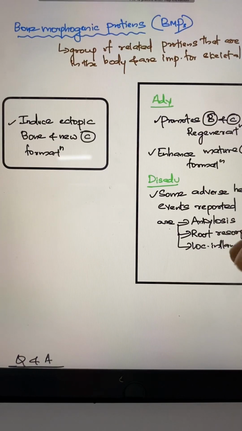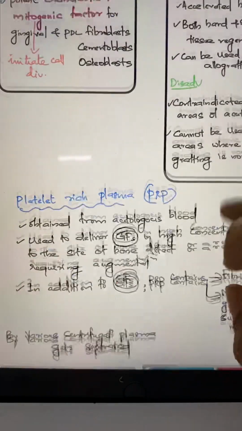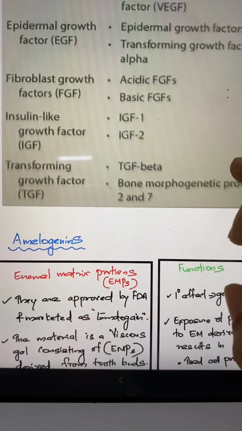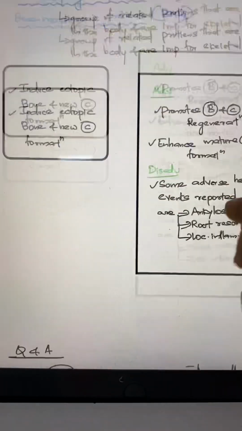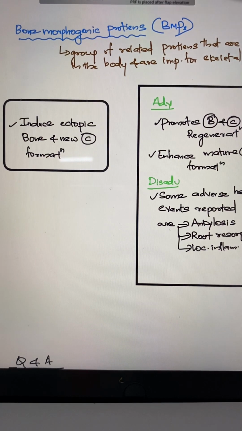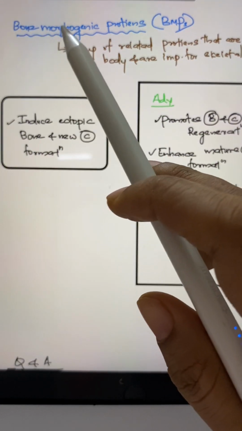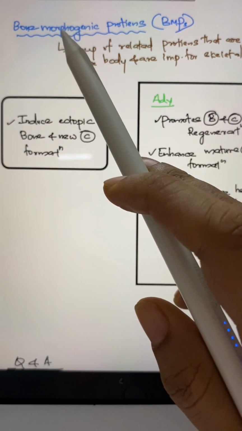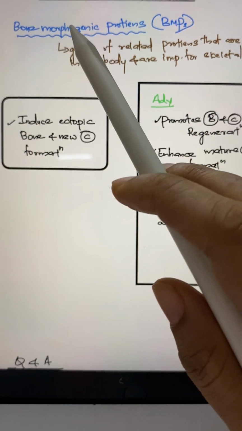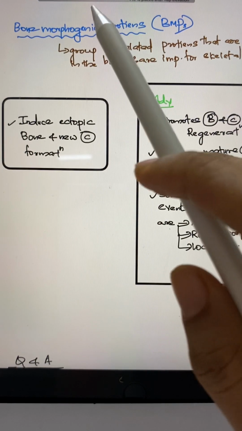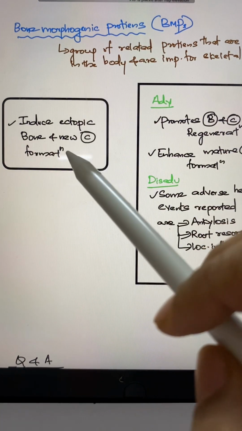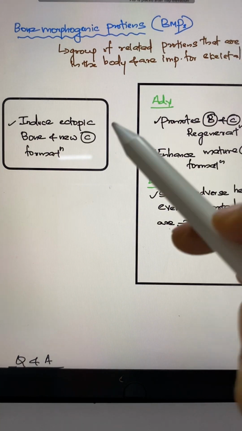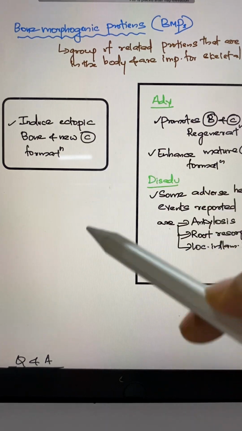And the other is the bone morphogenic proteins, which come under transforming growth factor. This is a group of related proteins that are found in the body and are important for skeletal development. This induces ectopic bone and new cementum formation, which also promotes bone and cementum regeneration.